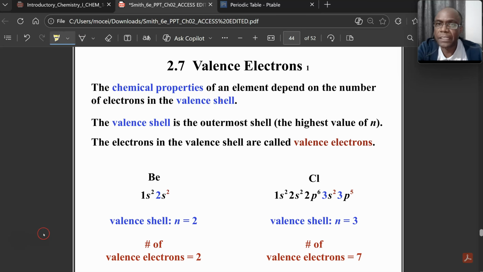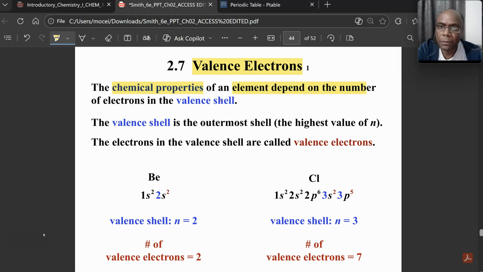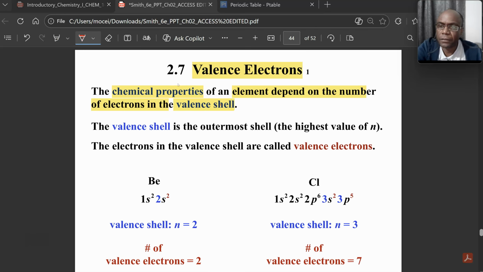So I've already explained to you how to find valence electrons. The chemical properties of an element depend on the number of outermost electrons, and those outermost electrons are found in the valence shell. So now the learning objective in this part is to show you how you can use valence electrons to group them or put them in the periodic table.